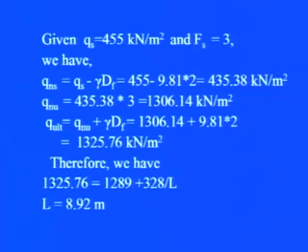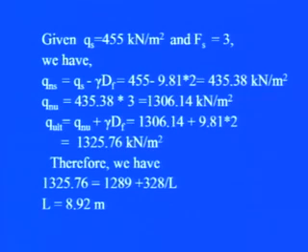In the problem, qs is given as 455 kilonewton per meter square and the factor of safety is given as 3. So, we know that q net safe equals qs minus gamma Df. So, it will come out to be 455 minus 9.81 into 2, that is equal to 435.38 kilonewton per meter square. Then the net ultimate can be obtained by multiplying q net safe with the factor of safety, that comes out to be 1306.14 kilonewton per meter square, and q ultimate will be equal to q net ultimate plus gamma Df. So, that will come out to be 1325.76 kilonewton per meter square.